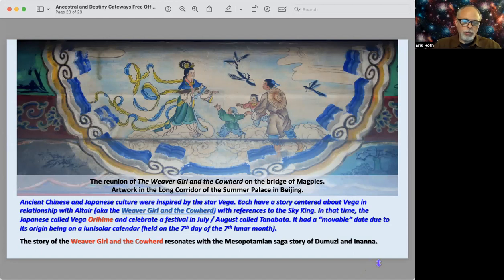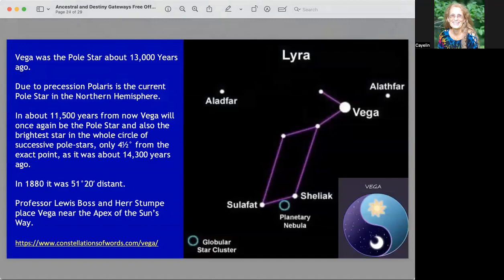This story actually resonates with another story in ancient Mesopotamia, on the other side of the Asian continent, the story of Inanna and Dumuzi. Dumuzi and Inanna is typically looked at with regards to the planets, but in this case, Vega plays a role in this particular story. That artwork comes from Beijing, called The Artwork of the Long Corridor of the Summer Palace, and it's the reunion of the Weaver Girl and the Cowherd on the bridge of the Magpies. Something we'll share more about later.